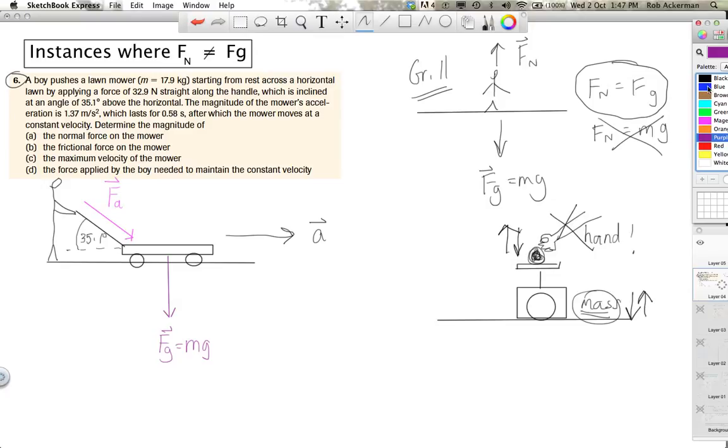There will be a normal force. We are on a surface. The surface is the ground. Oops, that wasn't very straight. Let's try that again. There's the normal.